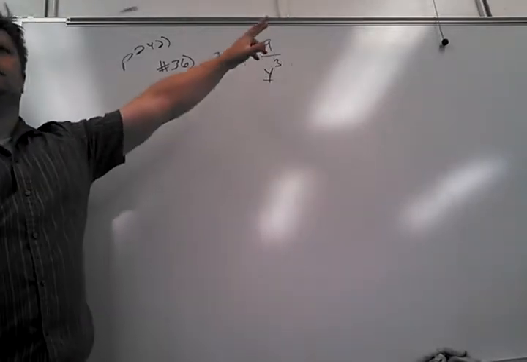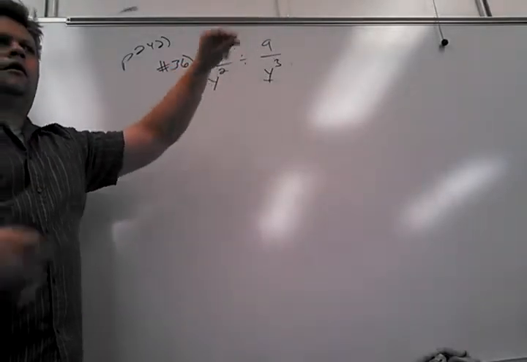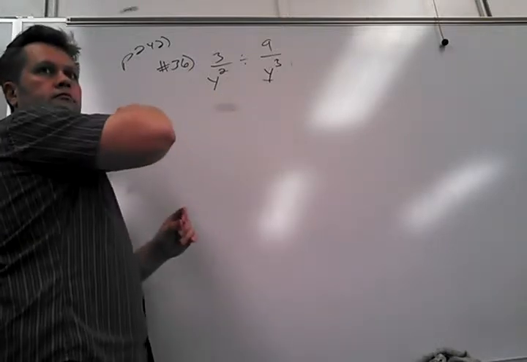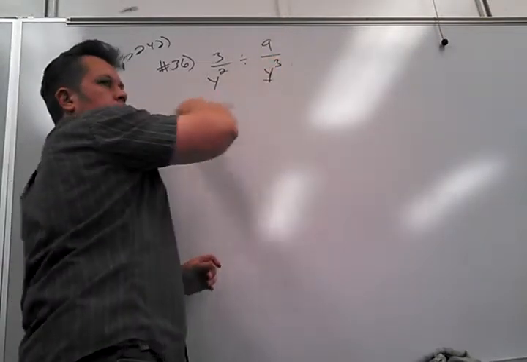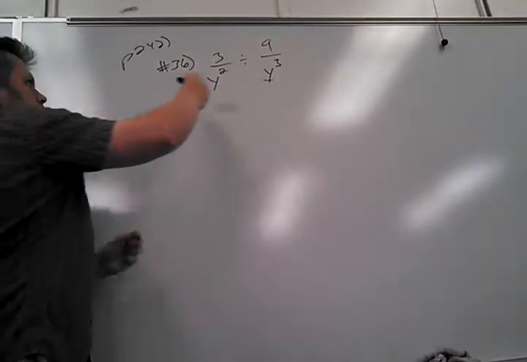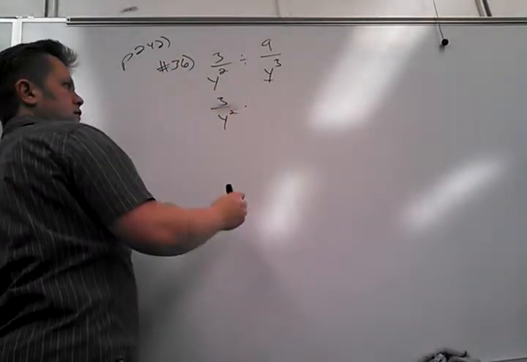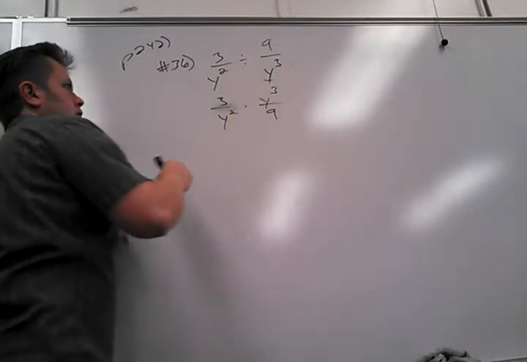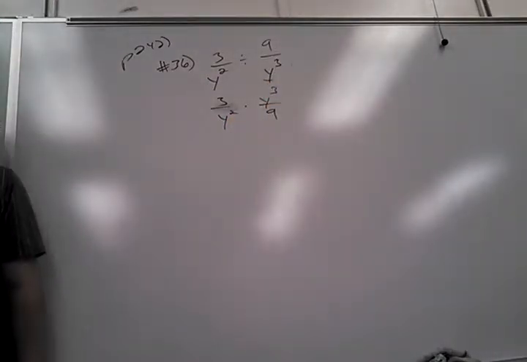How do I divide fractions? Flip them over and multiply. Flip which one? Always the second one gets flipped, right? Always. So 3 over y squared times 3y over 9. I like it. So that's how division works for fractions.